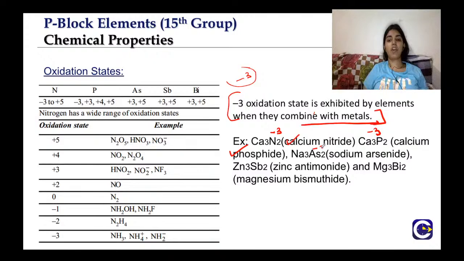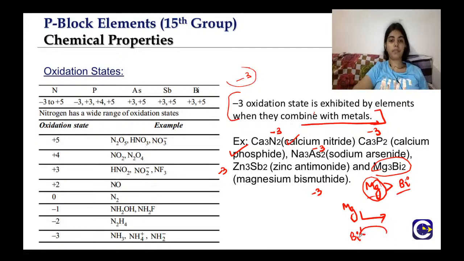Similarly, here -3 oxidation state of arsenic. Similarly, here -3 state of antimony. Similarly, here -3 state of bismuth with magnesium. Why? Because magnesium is more metallic in nature than bismuth. So, what happens here is that magnesium will have a greater tendency to lose electrons and bismuth has no option rather than to accept electrons.